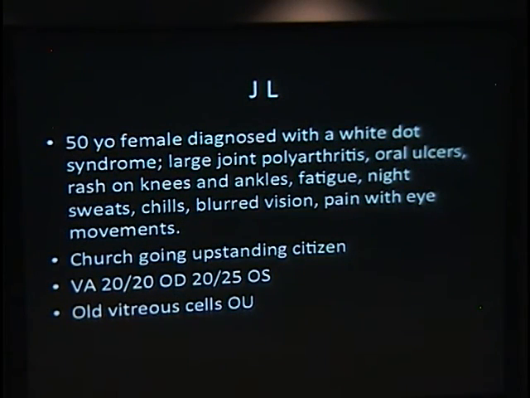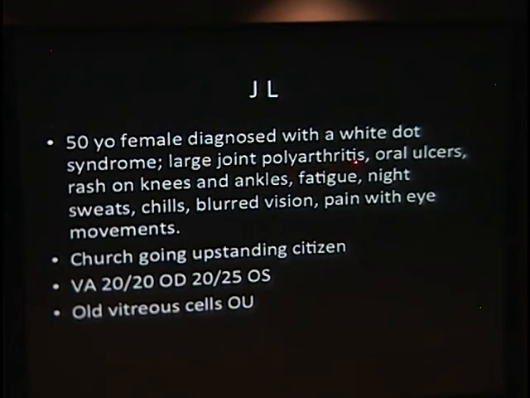All right, this is probably my favorite one, just because of the history that is the key point in this patient. This is a 50-year-old female, and Dr. Vitale will ask you this question in clinic: are they a citizen? At first, I always thought that meant, are they a U.S. citizen? You know, do they have their green card or something? I wasn't exactly sure. But it's that they're an upstanding citizen. Church-going, upstanding citizen.